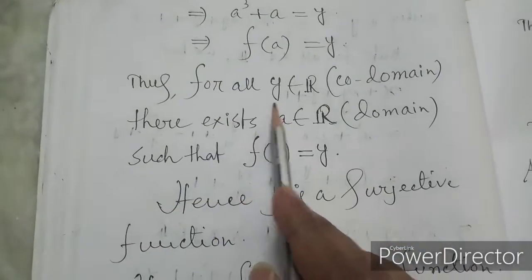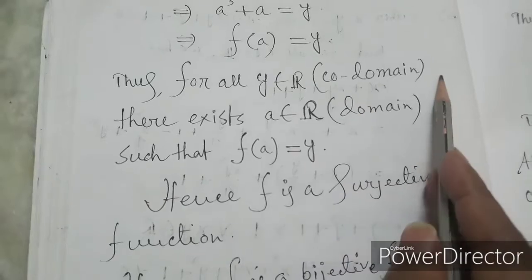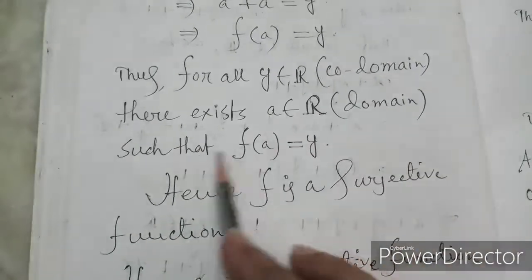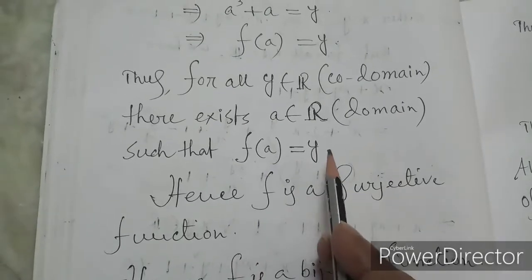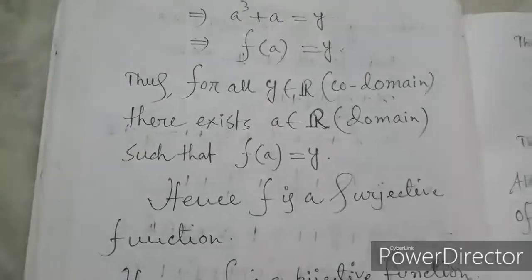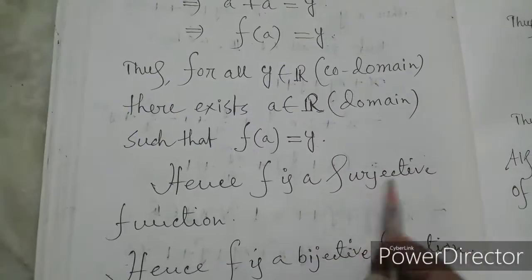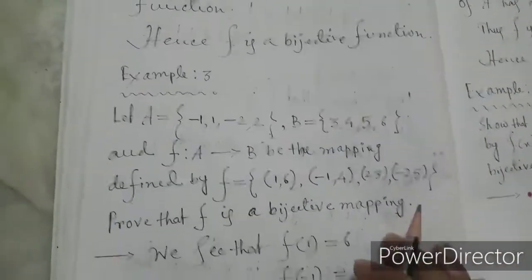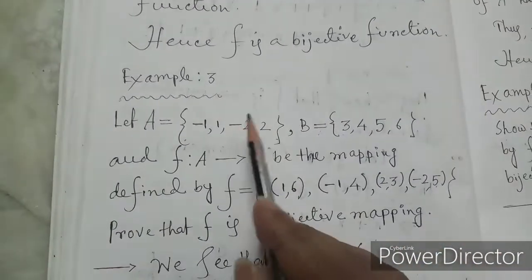So what is your conclusion? Thus for all y belonging to R, the codomain, there exists a belonging to R, the domain, such that f(a) equal to y holds, and this means it is surjective. Hence f is a surjective function and hence f is a bijective function. Is that clear? Absolutely.